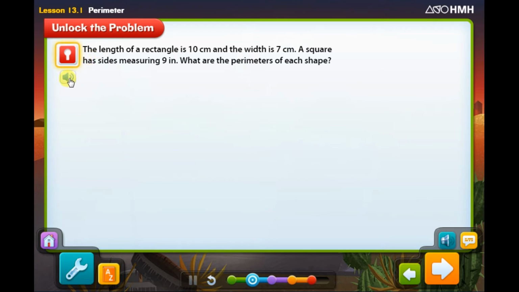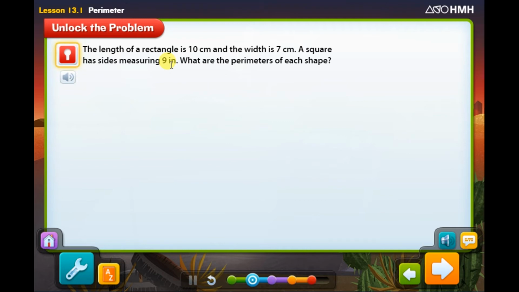So let's read the question before implementing the formula. The length of a rectangle is 10 centimeters and the width is 7 centimeters. A square has sides measuring 9 inches. What are the perimeters of each shape? So again, what are the givens here? The length of a rectangle is 10 centimeters and the width is 7 centimeters. So I have the 2 dimensions of the rectangle. And of course, if I have a length of 10, this means I have 2 sides equal to 10, and another 2 sides, or 2 widths, equal to 7. So I should add the 2 dimensions, then multiply them by 2. And that's how I can implement multiplication. A square has a side measuring 9 inches and all the square's sides are equal. And how many sides does a square have that equal 9?